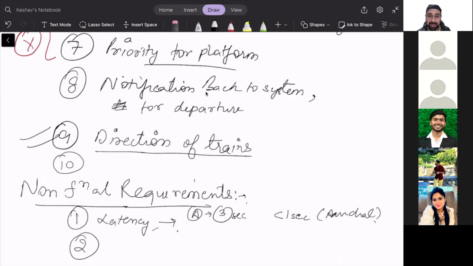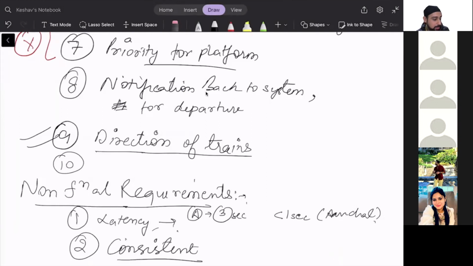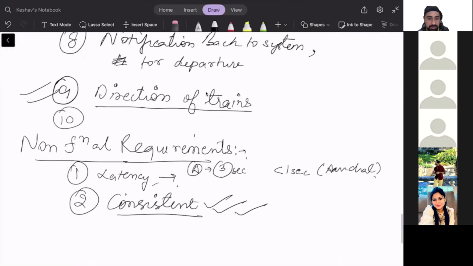So what else? What else do you guys think? Yeah, the system should be consistent. I mean, it can be unavailable, but it should be consistent. If a train is already allotted to a particular platform, we should know that the train is there at that point. It should not give the wrong information. Does everyone agree with consistency?